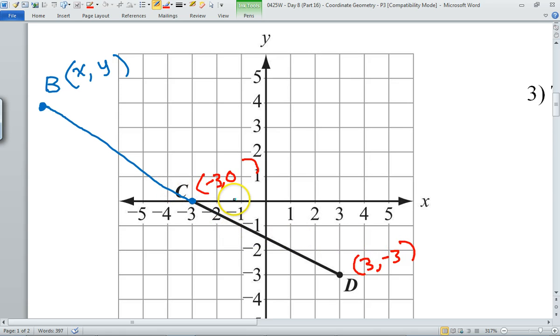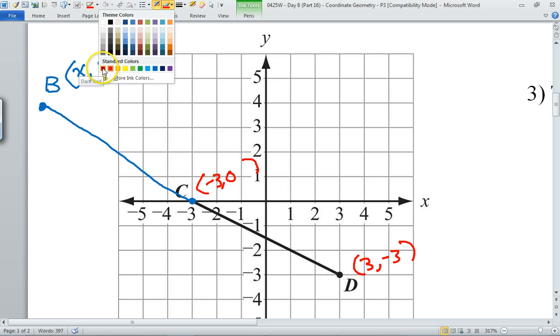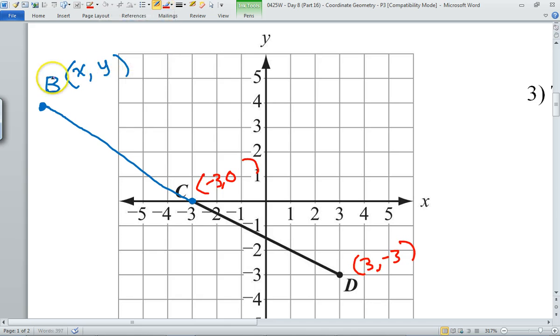Now, here's why I'm doing that. The midpoint formula is really just all about taking averages. Focus on the x values, you guys. If I take the average of the x values, it should give me the middle x value. So the x values are x and 3. If I take the average of them, I'm going to use -3. But -3 is the middle, so that should be the answer. The average of the two endpoints should give you the middle as the result.